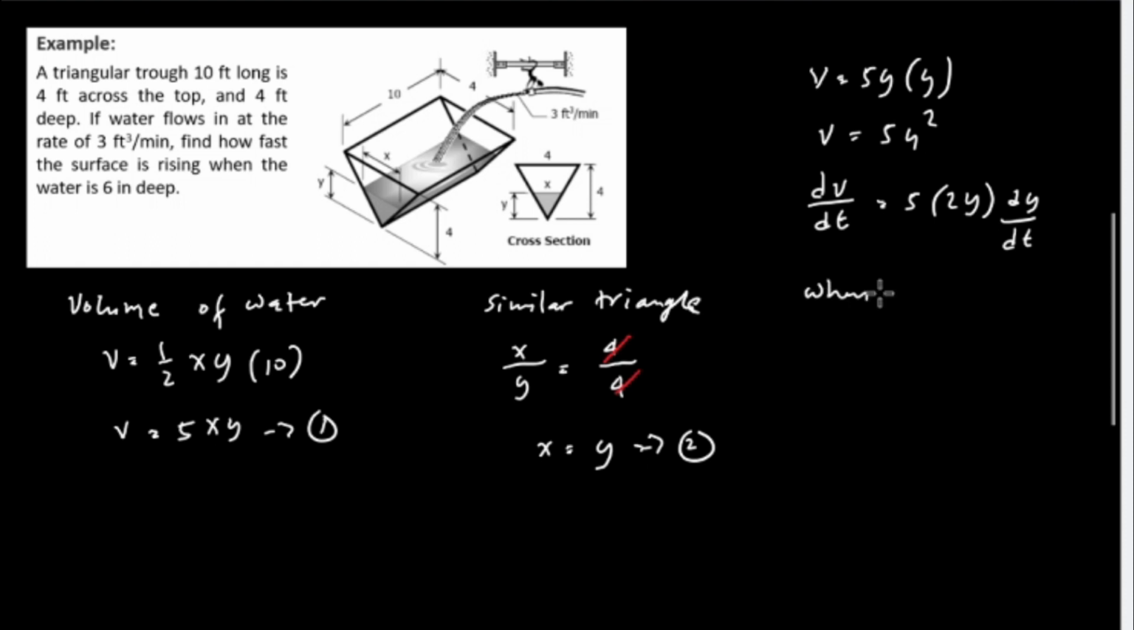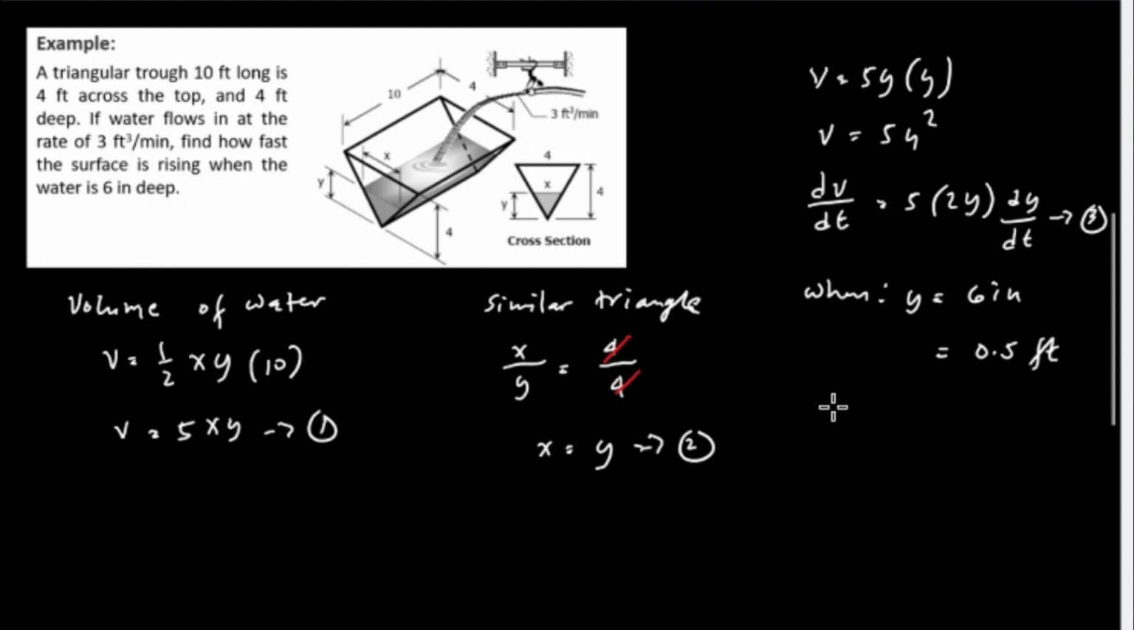When y, the height of the water, is equal to 6 inches, we change inches to feet. So 1 foot is equal to 12 inches. So 6 inches over 12 inches is equivalent to 0.5 foot or feet. So we have the height of the water equal to 0.5 feet, and we substitute the value to equation 3, and we're finding the dy over dt.